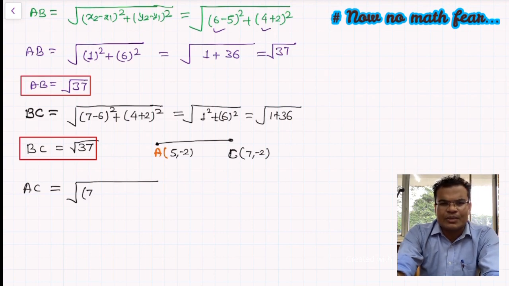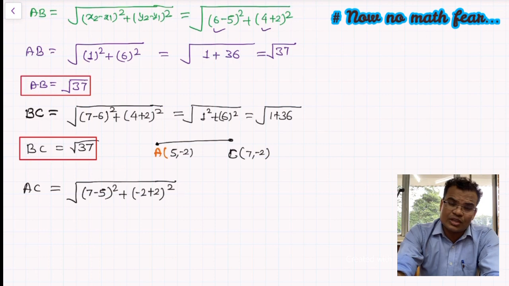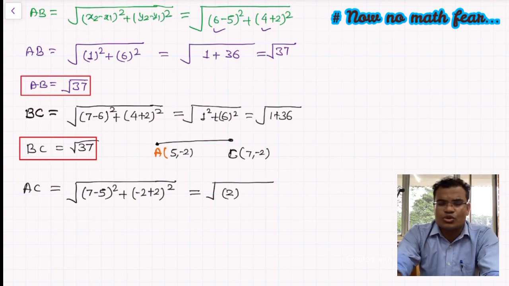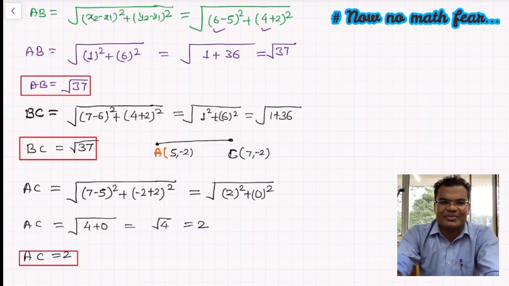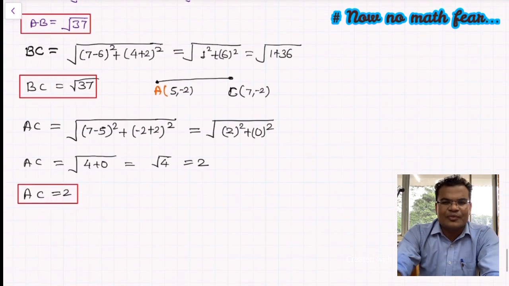So I can write here 7 minus 5 whole square, under root, plus minus 2 minus minus 2. So minus 2 will become plus 2 here, so minus 2 plus 2 will be 0. So ultimately you are getting under root 7 minus 5 is 2, square, plus 0, because minus 2 plus 2 is 0. So 2 square is 4. I can write here 0 square also, sometimes you will get it. So under root 4 plus 0, that is 4, and under root 4 is 2.